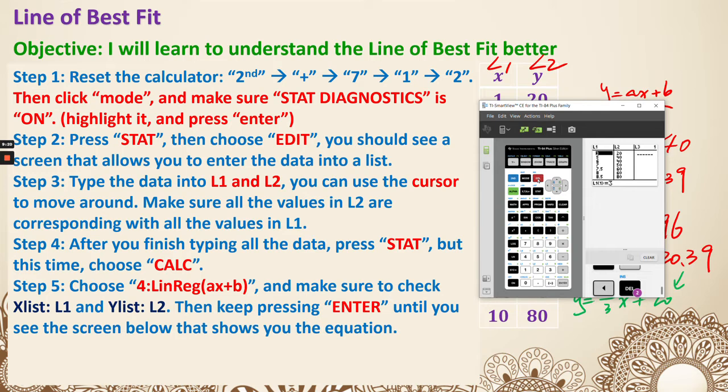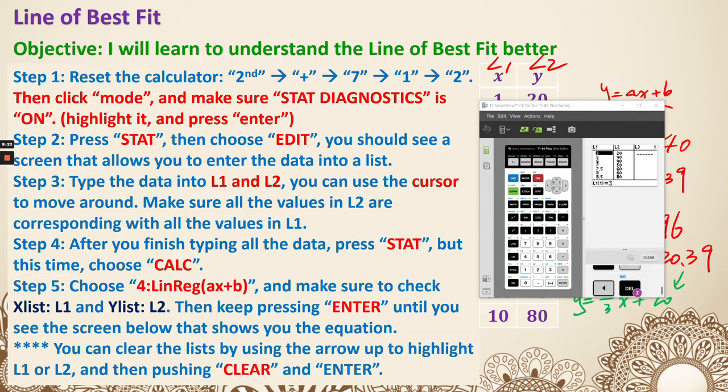However, there is a faster way to do it. Here it is. You can clear the list by using the arrow up to highlight L1 or L2. So for example, I can move it up. Now you see L1 is highlighted, and I can just click clear and then enter. Now you can see L1 is completely gone. I can now move up to L2 so that L2 is highlighted. On the bottom, you can see it shows you everything that's in L2. I'm going to hit clear again and press enter. Now you can see L2 is gone as well. So that's the little trick. It's going to make clearing the list faster.